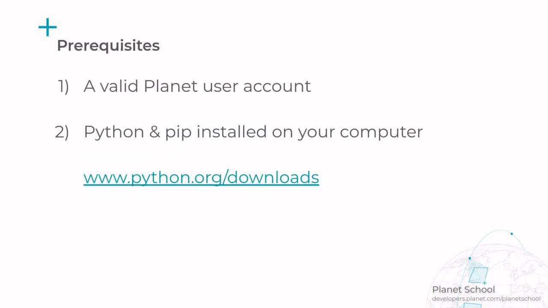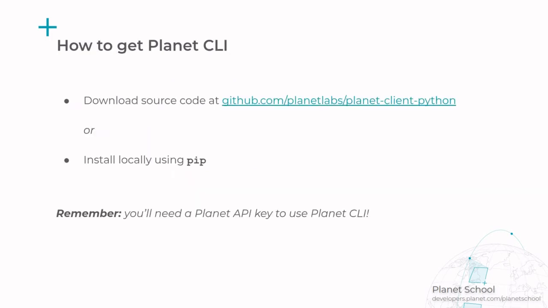Now there are two things that you'll need to get started using Planet CLI. The first is a Planet API key, which you automatically get when you sign up for any Planet account, and the second is Python and a Python installation tool called pip, installed on your computer. Now most of you watching this right now are probably going to already have Python and pip installed on your computer, even if you've never used them before. However, if you know that you need to install Python, you can download the latest installer from python.org/downloads.